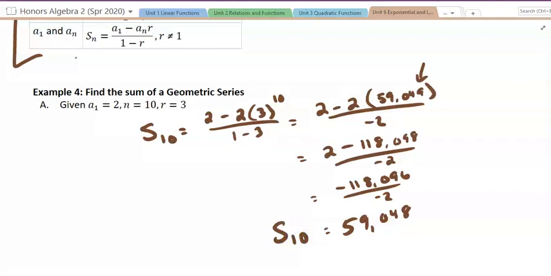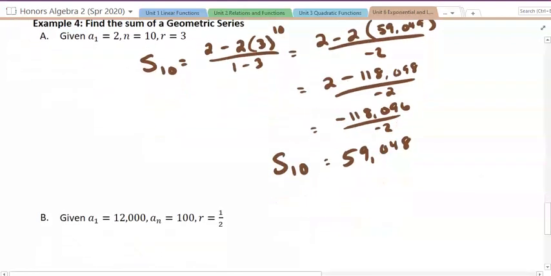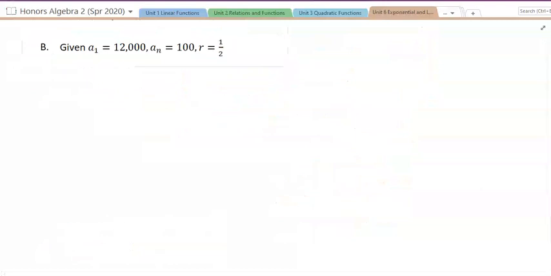59,048. Now we'll do example 2b, which is based on what we're given, the first term and an nth term. And you'll see that we don't have this nth term labeled as the 7th term or the 20th term. We don't need that information for this problem to work out. We could be told that this is the 7th term, and so this is a sub 7, but that's not required.